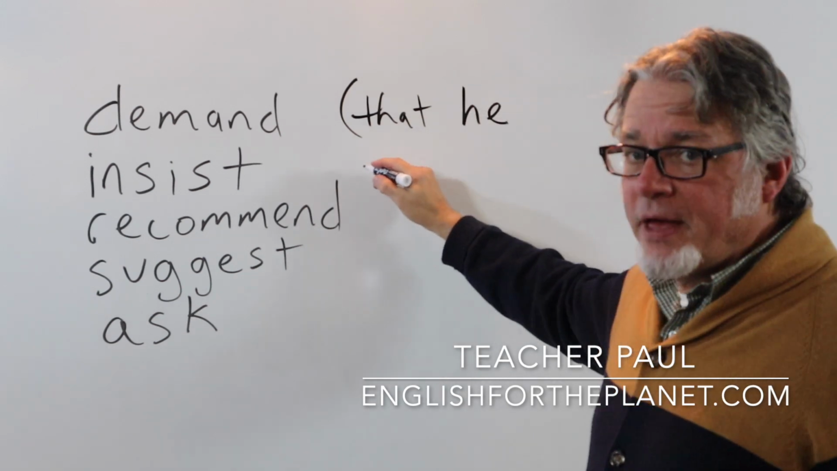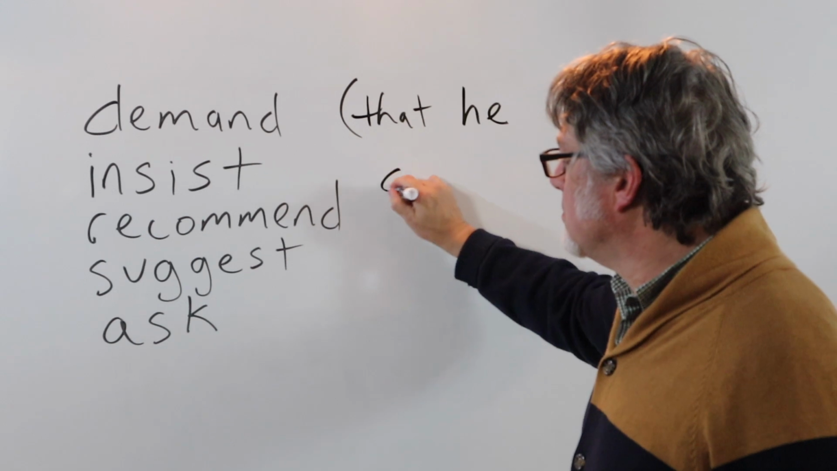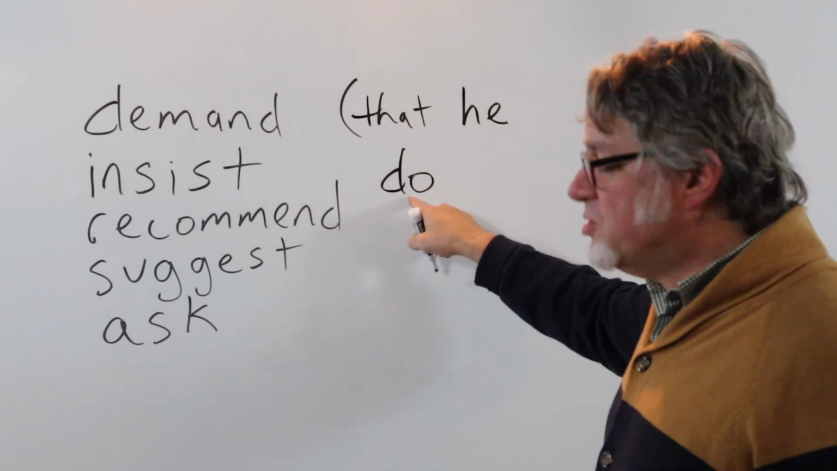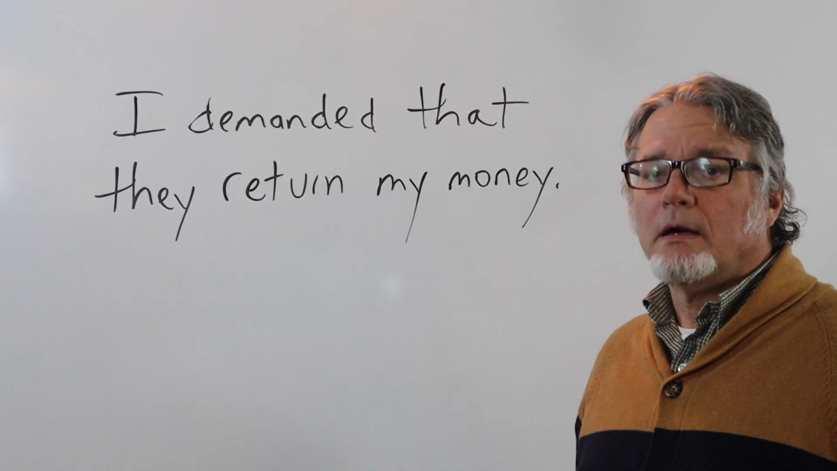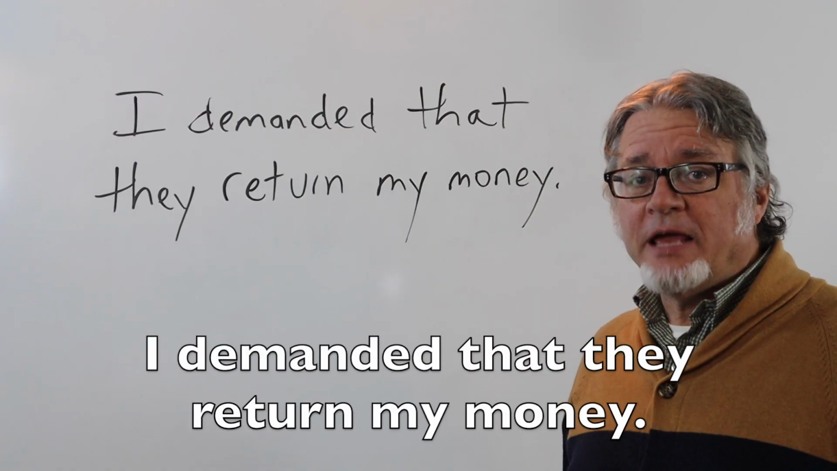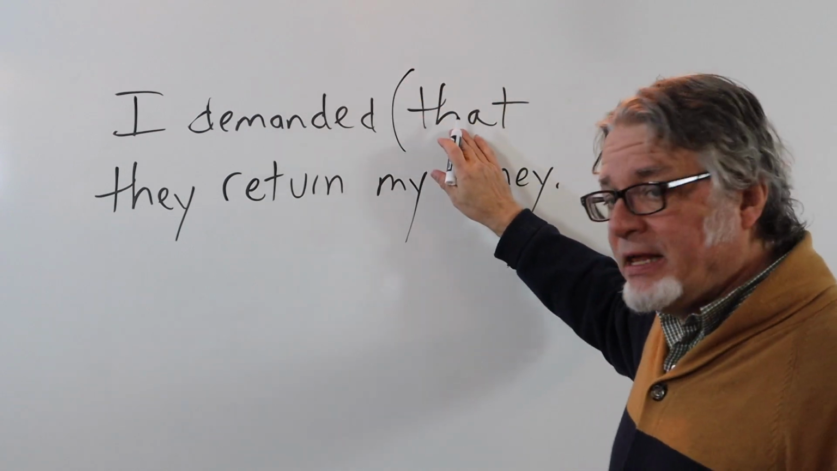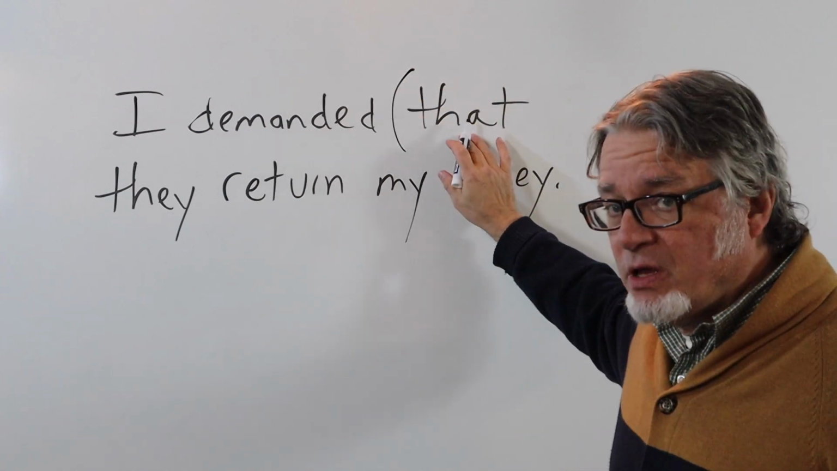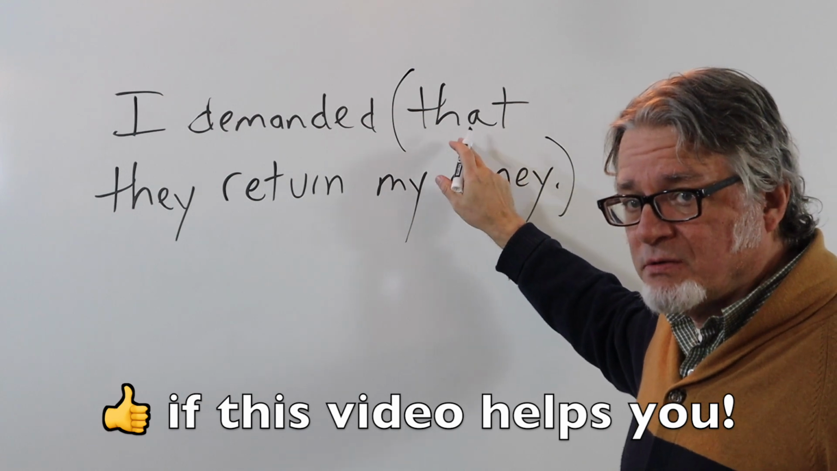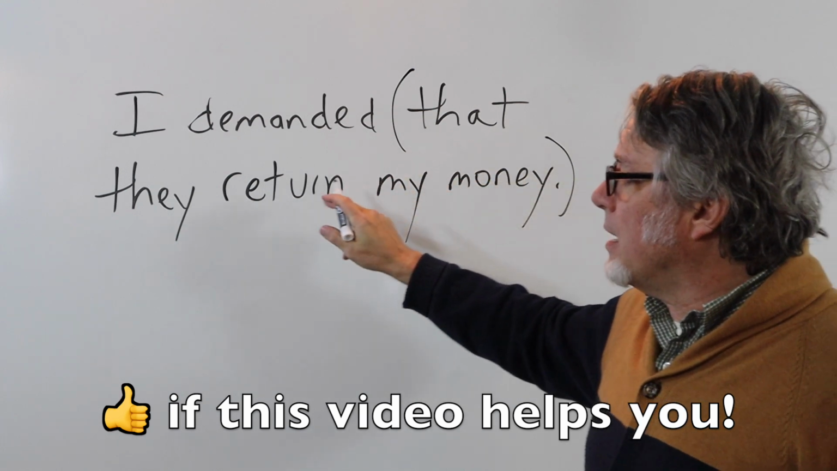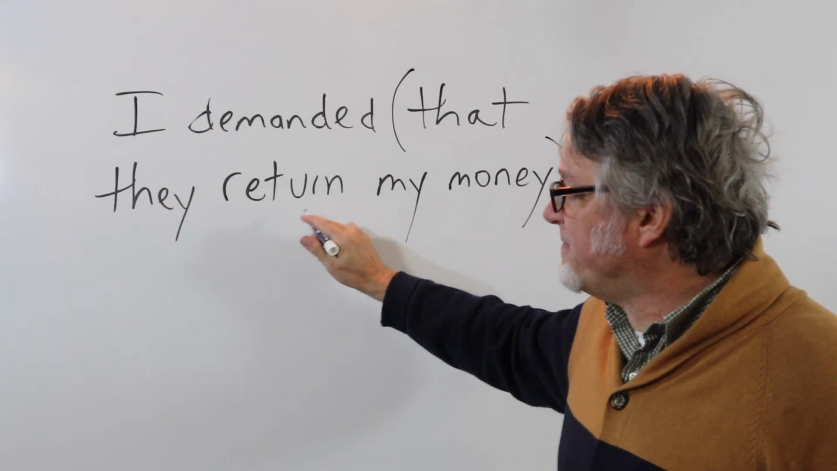he, and then the verb will be in the simple form, that he do that. I demanded that they return my money. Here is the beginning of the noun clause, starting with that. You don't have to use that, but I think in this case it's a good idea. Here's the subject, and then here's the verb.